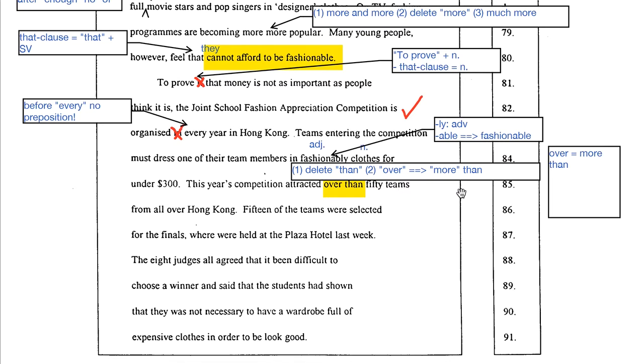Next one: from all over Hong Kong, 15 of the teams were selected. I think this is fine. 87: for the finals, were held at the Plaza Hotel last week. This is related to the relative pronoun "where." The relative pronoun "where" should be followed by a subject and verb.